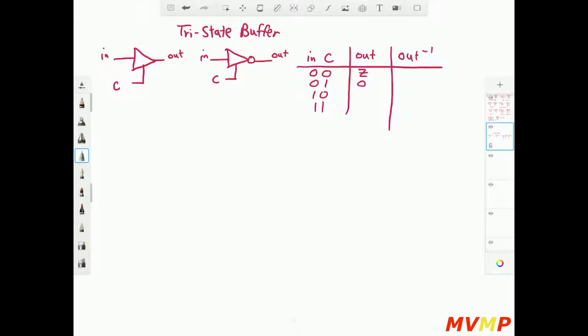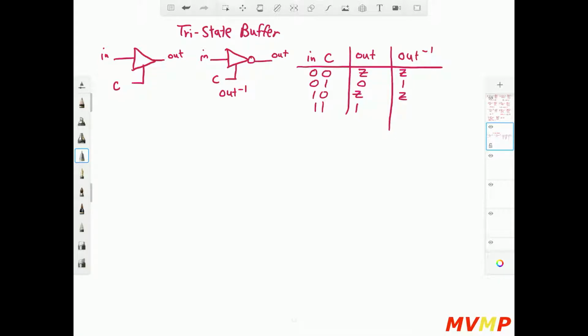When you have the control as a 1, it turns it on, so that means it will just pass whatever the input is. Since the input is a 0, it just passes a 0 to the output. And when both the control and the input are 1, it's going to just pass whatever the input is, which is a 1, so you get a 1 in the output.